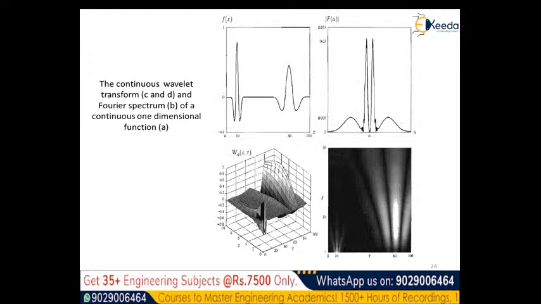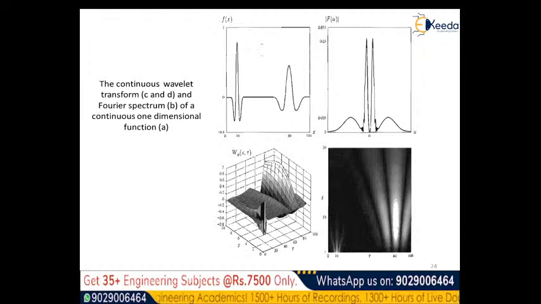Before conclusion, I would like to have a brief illustration that gives us the idea of the continuous wavelet transform. Here we have four parts to the illustration. The continuous wavelet transformation is shown in part C and part D, and the corresponding Fourier spectrum in part B, for the one dimensional function represented in part A.